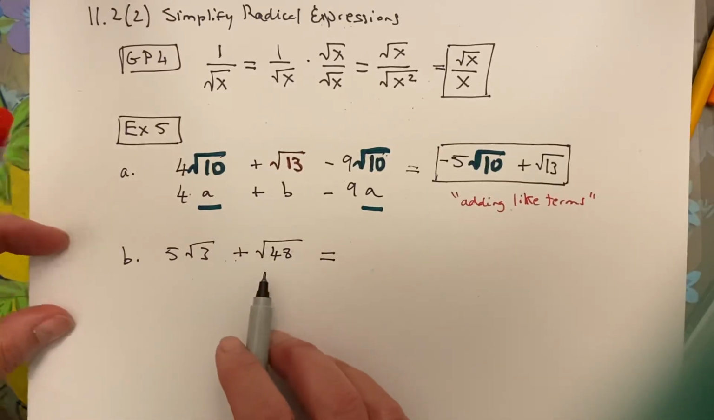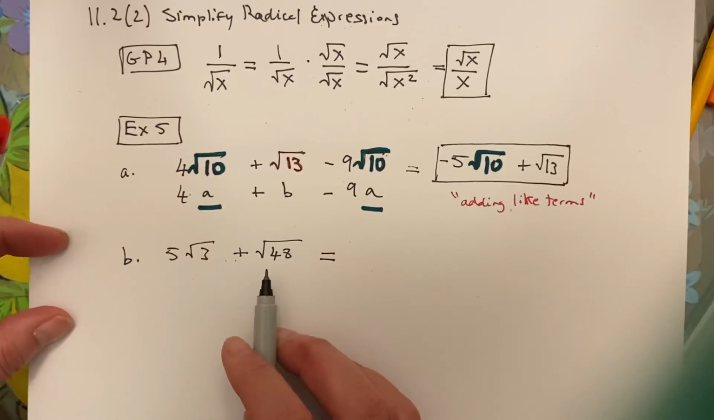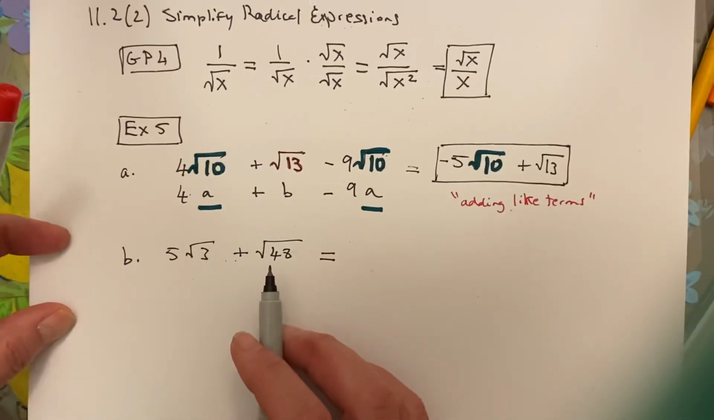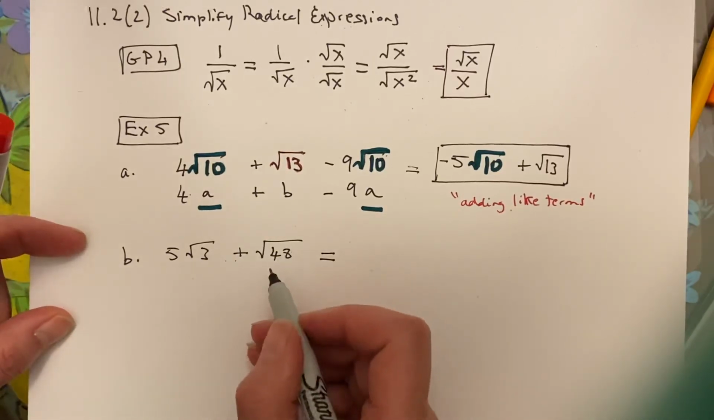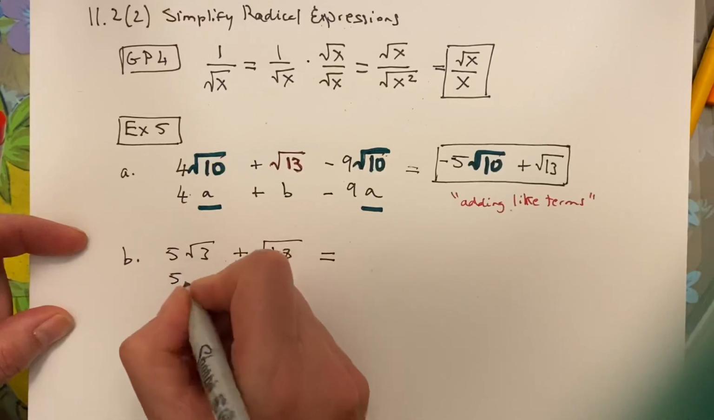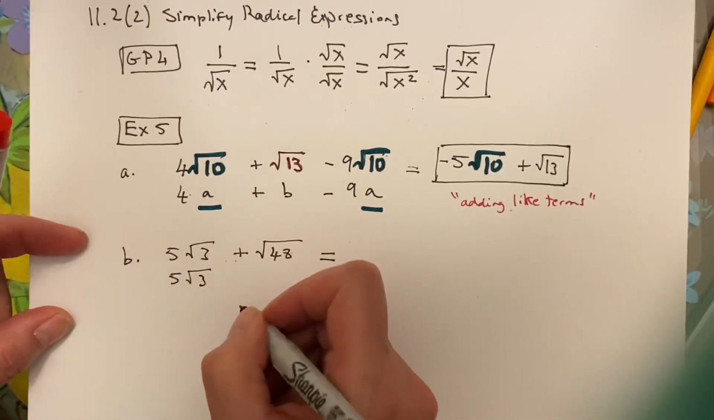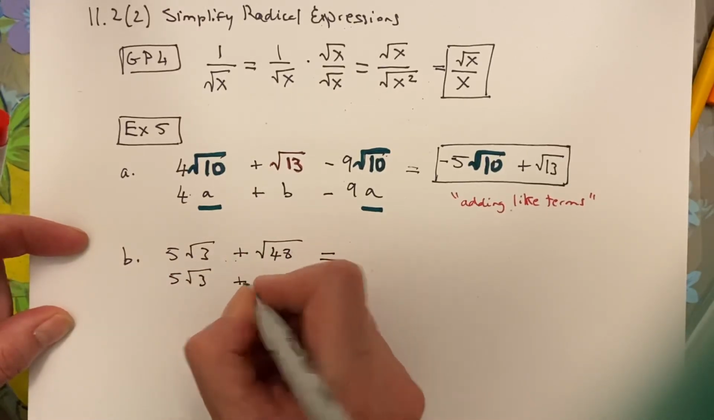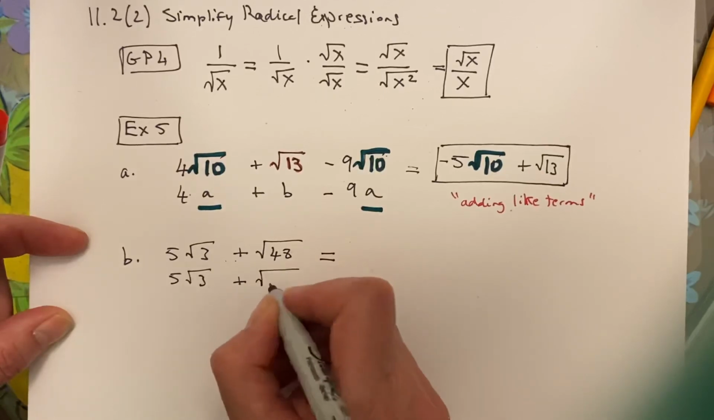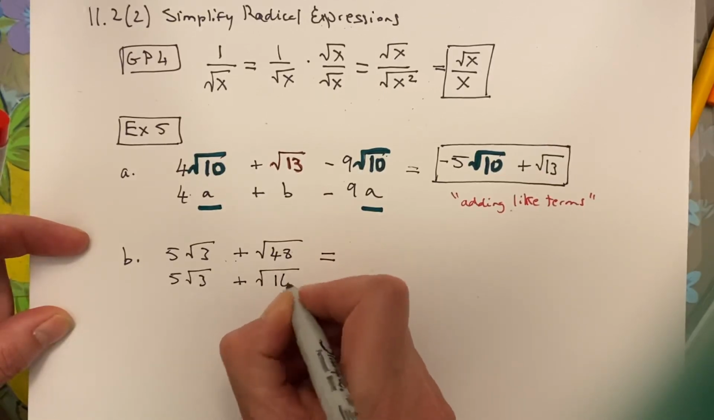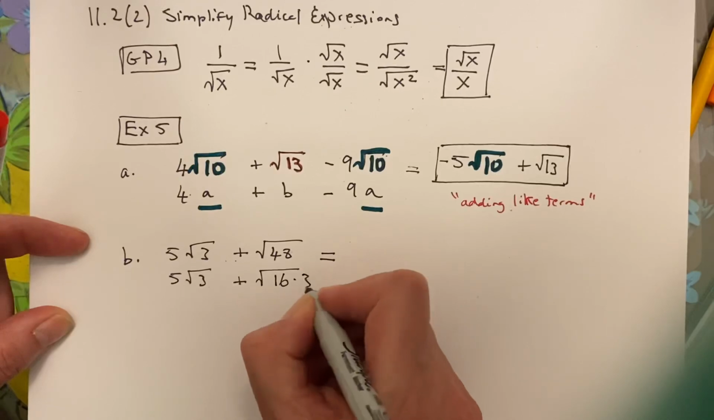But I also noticed square root of 48 is not fully simplified. So I really can't quite make that decision yet because it's not fully simplified. So I need to simplify this first. So I'm going to keep this because this 5 square root of 3 is as simplified as it gets. But the square root of 48 is the square root of 16 times 3.